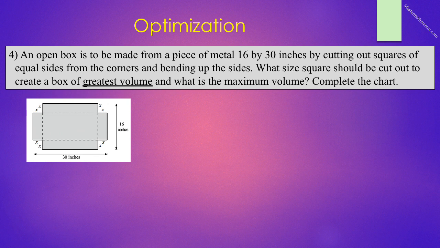First is to create a sketch. Many times they are provided for you. In this case, it was not. So we see our piece of metal, 30 by 16, and the little squares that are going to be cut out from each corner. We will say that they have dimensions x by x.